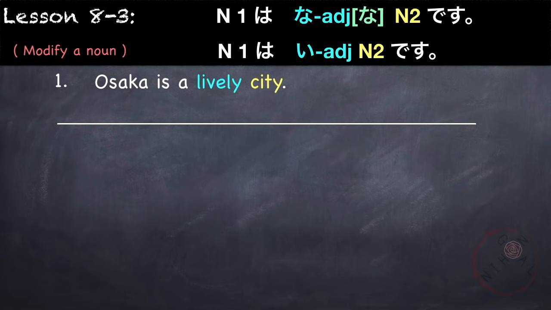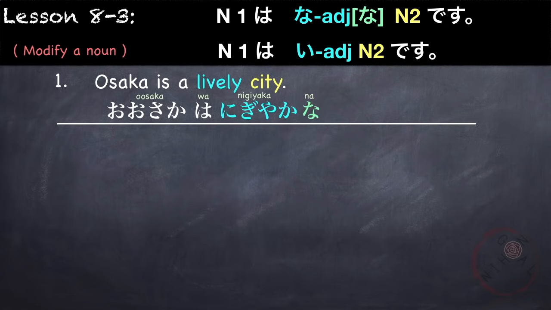For example, Osaka is a lively city. Our topic is Osaka. Osaka wa, and then our adjective is lively, which is a na-adjective. Nigiyaka na city or town is machi. And then followed by desu. Osaka wa nigiyaka na machi desu.